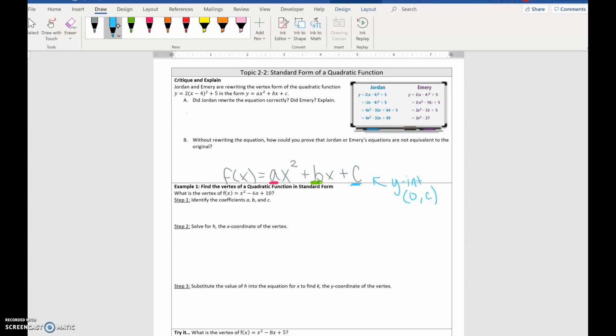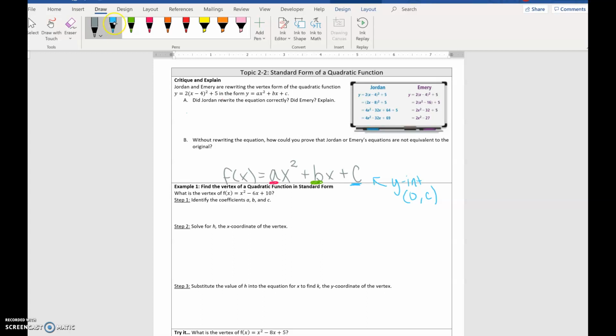So we are going to be doing a couple different things with standard form. So it is important to know what A, B, and C are in most, and that's why I've kind of color-coded them. And so what is the vertex of f of x equals x squared minus 6x plus 10? So we have our steps listed out here on how to find the vertex given standard form. So identify the coefficients of A, B, and C.